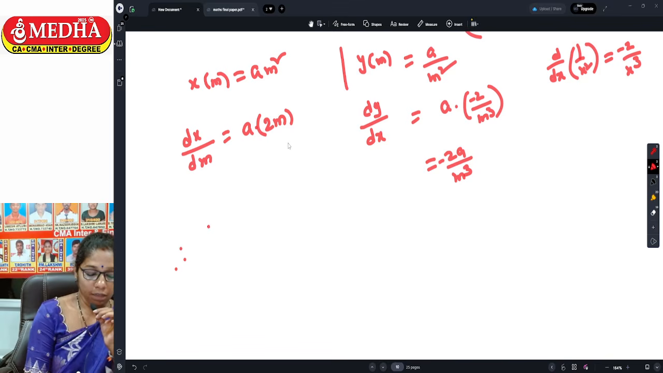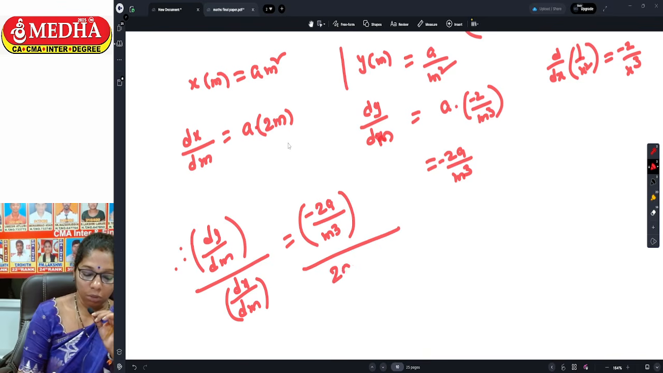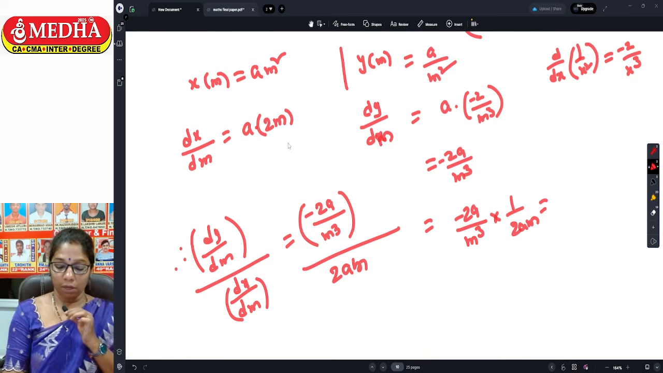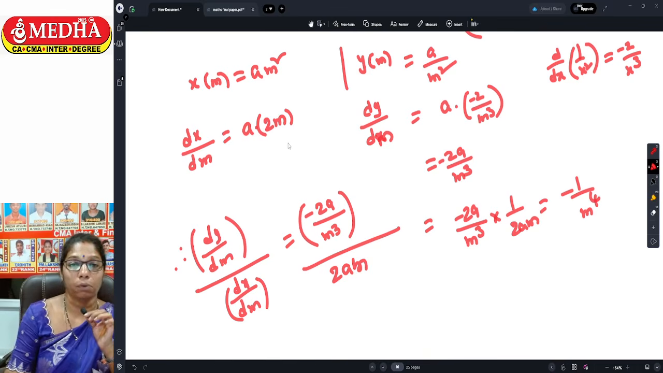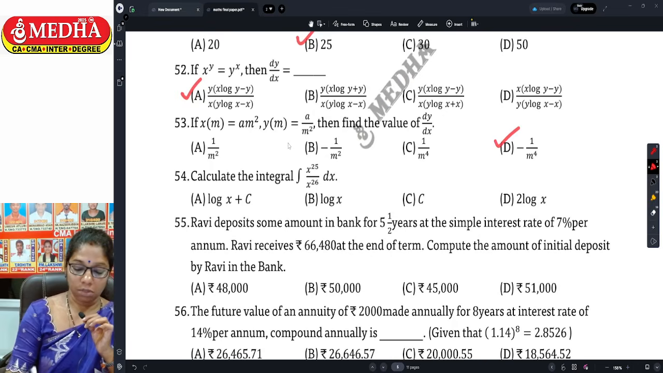So finally dy by dx is dy by dm divided by dx by dm, which is minus 2a by m cube as the numerator part and 2am as the denominator part. Finally minus 2a by m cube into 1 by 2am. Finally 2 gets cancelled, a gets cancelled, minus 1 by m to the power of 4. Minus 1 by m power 4 is the solution. Option D is the solution.